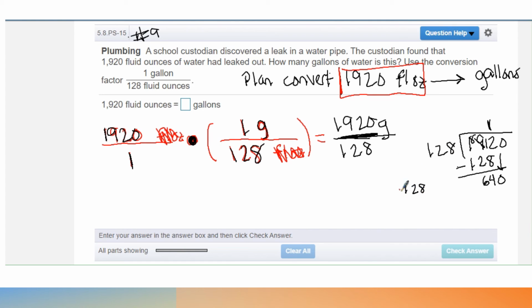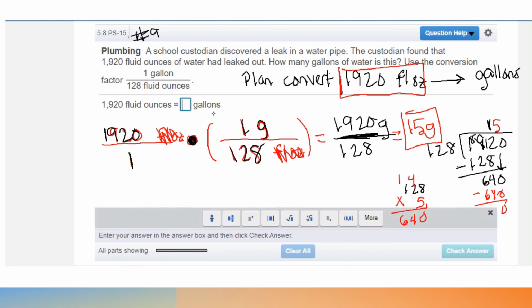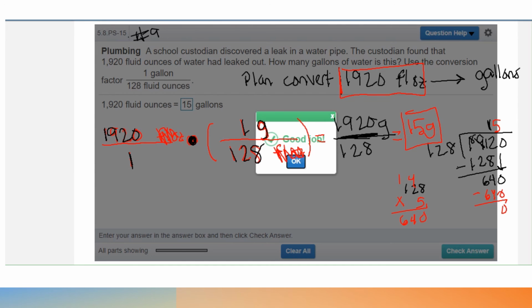So the first number I'm going to try is 128 times 5. That's going to give me 40, 10 plus 4 is 14, 5 plus 1 is 6. So right on, I get 15. 15 times 128 is 1,920, and it terminates. So we can conclude that 1,920 fluid ounces is equivalent to 15 gallons. This is our final answer, 15 gallons. And that's how you do that one.